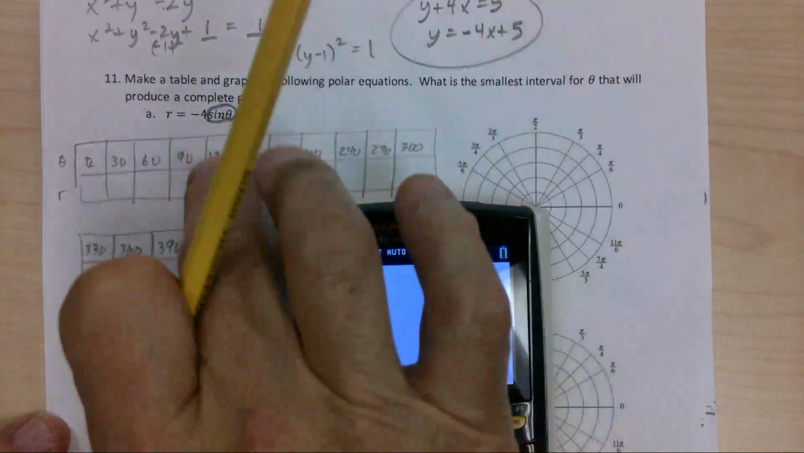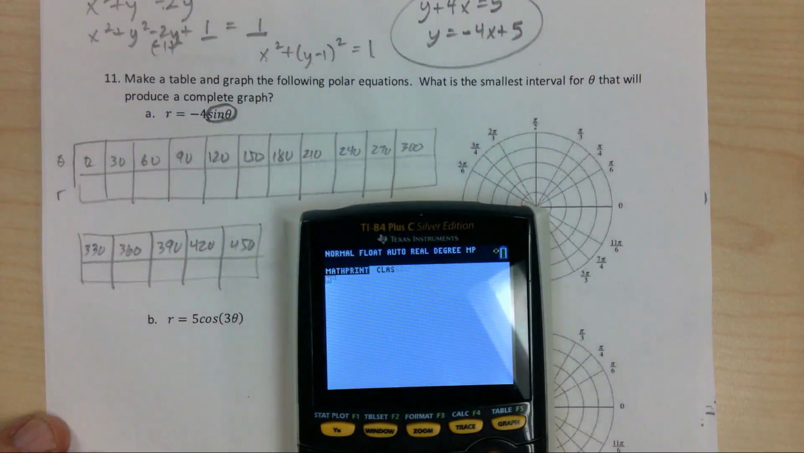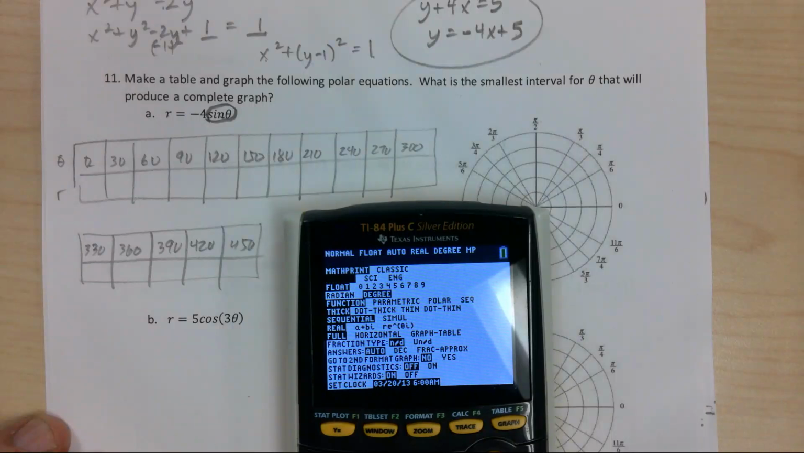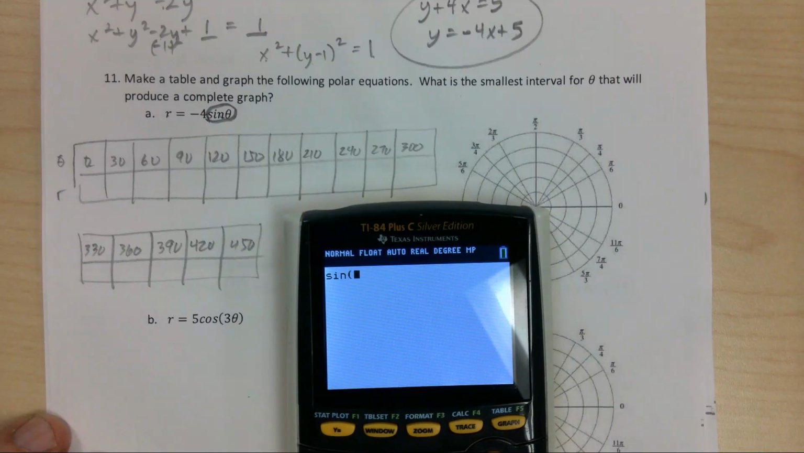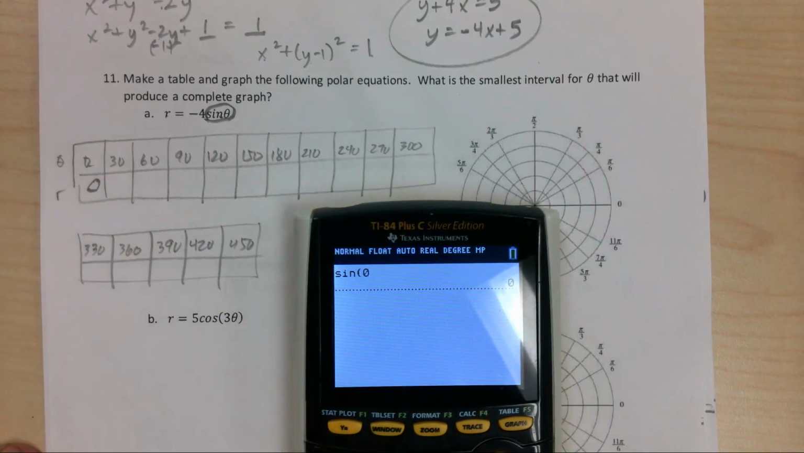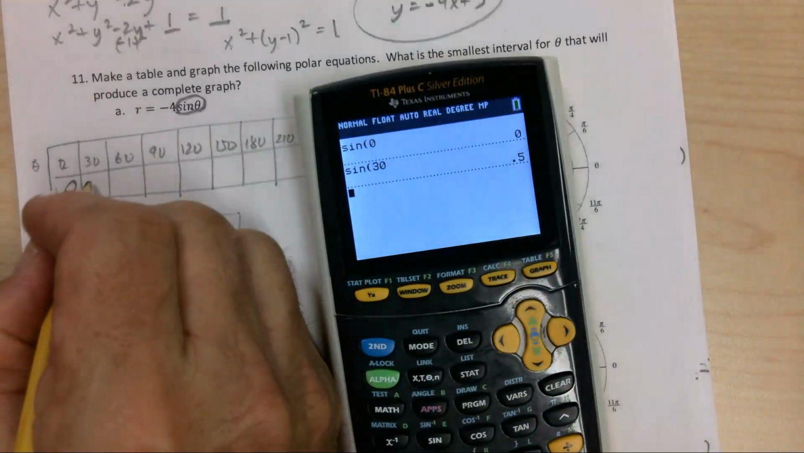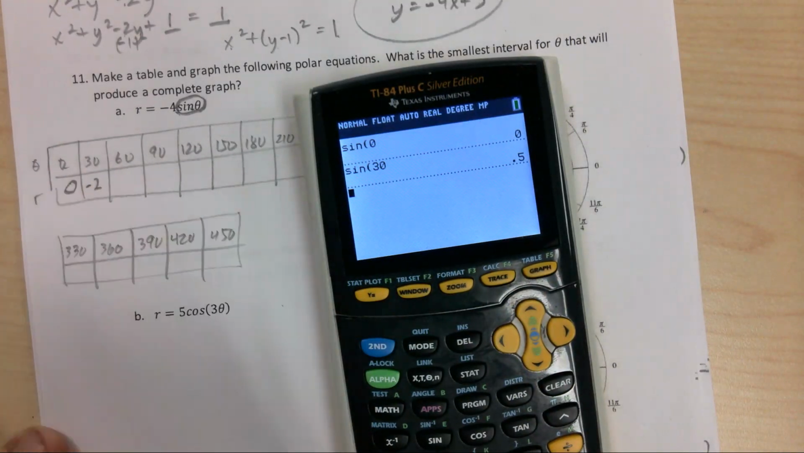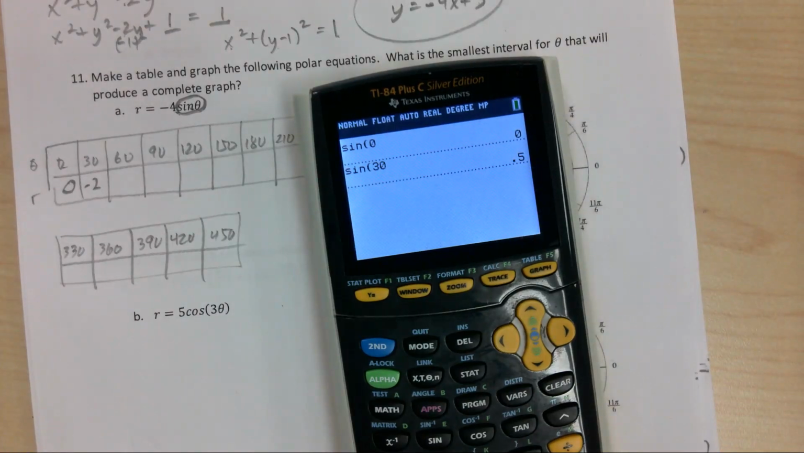Now because we have degrees, we better check our calculator and make sure we're in degree mode, and we are, but you better check that because that'd be crazy. So sine of 0, enter, and then we multiply that by -4, we just get 0. I'll do one more. Sine of 30 we know is 1/2, but we have to multiply that by -4, so that'd be -2. I'm going to go ahead and hammer a bunch of these out, and I'll be right back.